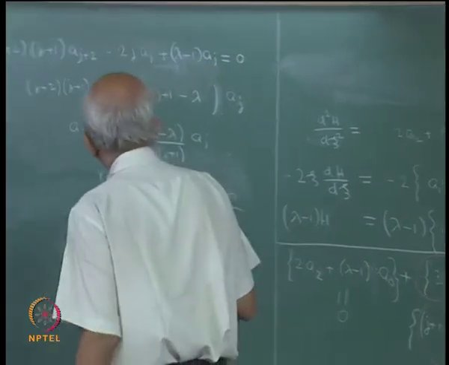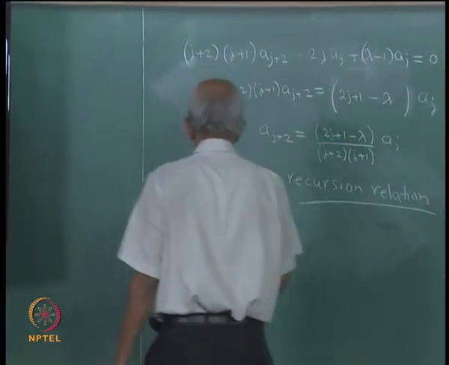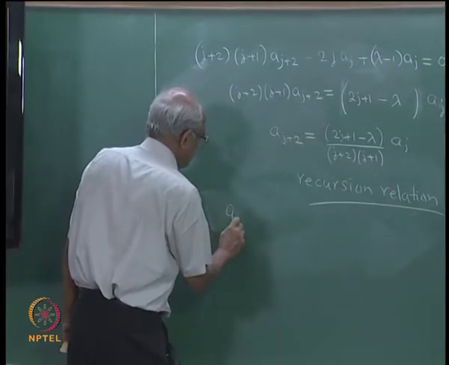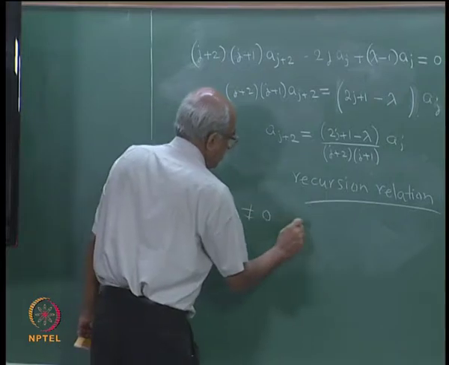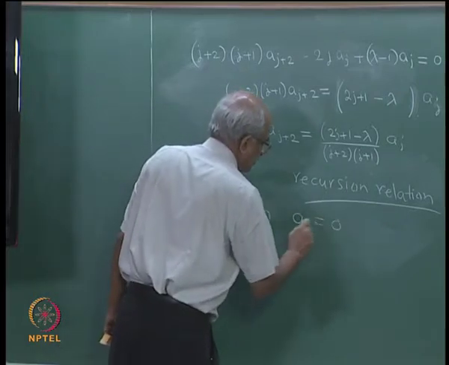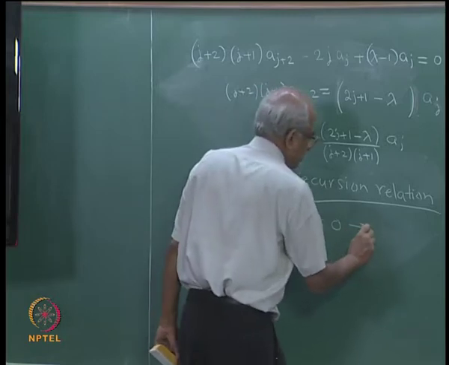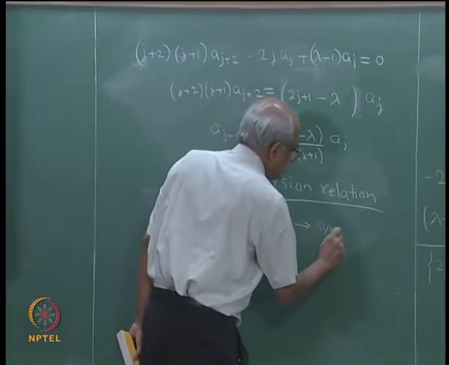So, let us say that I will think of the situation where a0 is non-zero but a1 is equal to 0. Why? I mean, this will give me the solution that is symmetric.